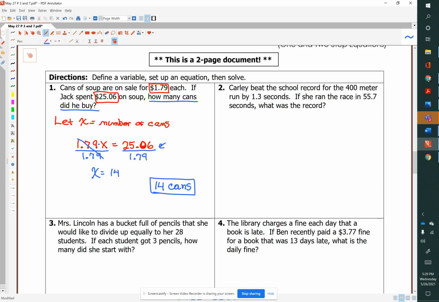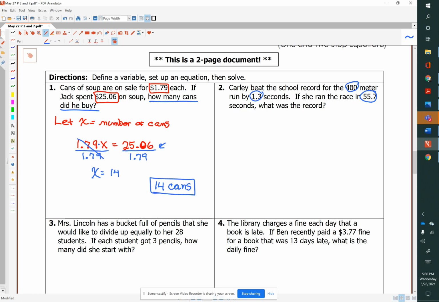Our next problem is about Carly, who beat the school record for the 400 meter by 1.3 seconds. If she ran the race in 55.7 seconds, what was her record? What was the record? So there was a record, then she beat it by 1.3 seconds. So she ran faster, which means a shorter amount of time. And the question is, what was the record? So here's the thing. You've got a couple of things I want to talk about. You have 3 numbers here, 400, 1.3, 55.7.